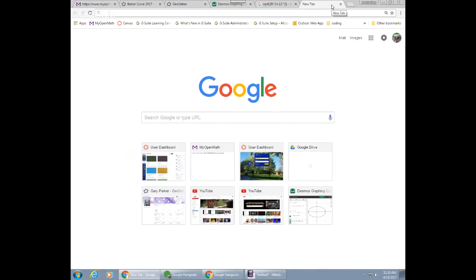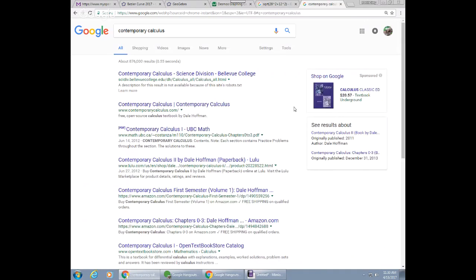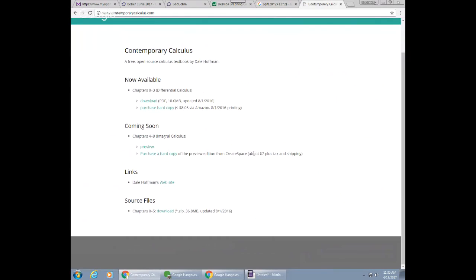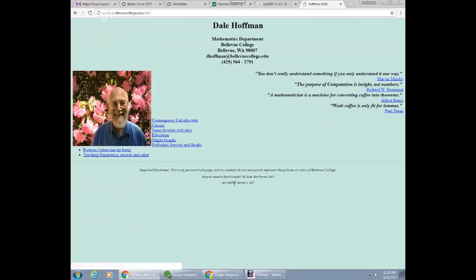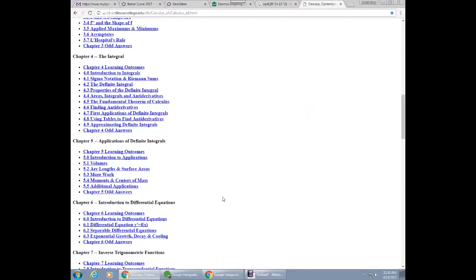Let's go to, what's it called? It's not community calculus. What's the name of our book again? Contemporary calculus, okay. I just want to show you some pictures from our book here, if I can find the right chapters. Dale's website, Dale's book.